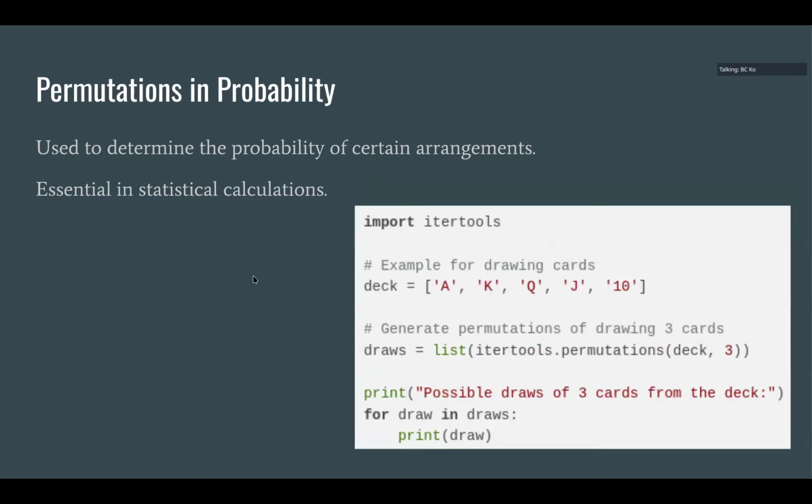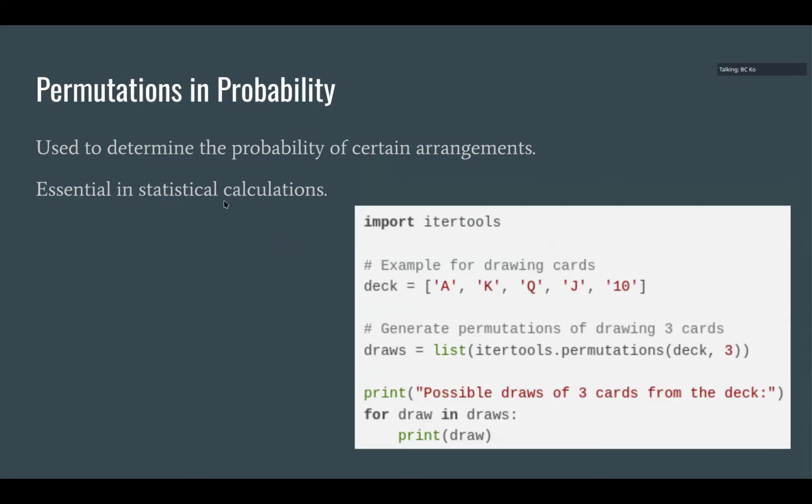Permutations in probability. So permutations are also important in probability. They help us determine the likelihood of certain arrangements or orderings of events. So for example, if we want to know the probability of drawing a specific sequence of cards from a deck, we use permutations to calculate the number of possible sequences. This is important in statistical calculations and helps us make informed decisions based on the likelihood of different outcomes.